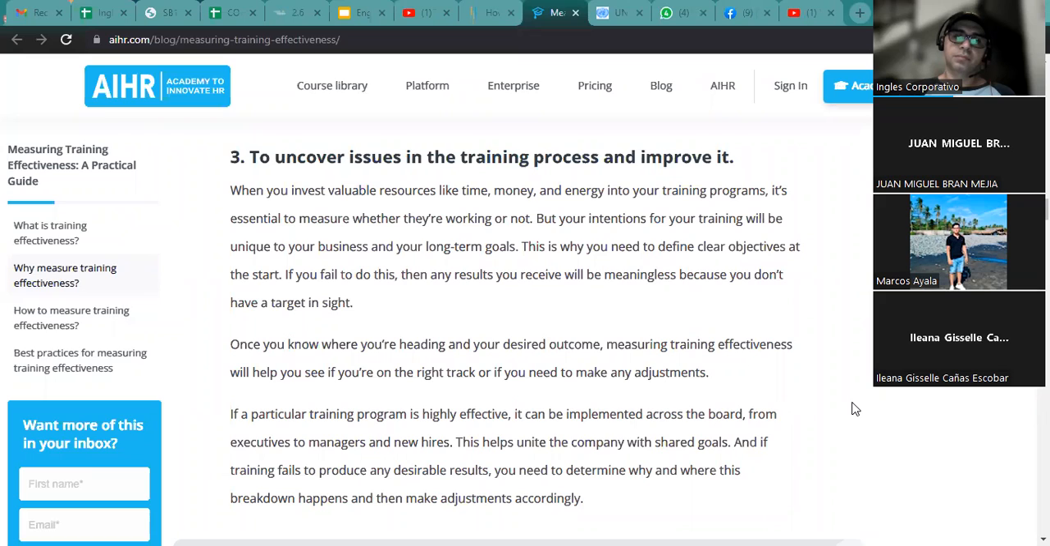Once you know where you're heading and your desired outcome, measuring training effectiveness will help you see if you're on the right track or if you need to make any adjustments. If a particular training program is highly effective, it can be implemented across the board, from executives to managers and new hires. This helps unite the company with shared goals. And if training fails to produce any desirable results, you need to determine why and where this breakdown happens and then make adjustments accordingly. Very good, perfect. So what did you get from this?